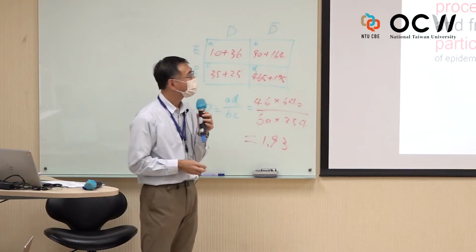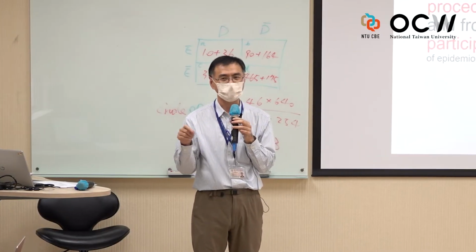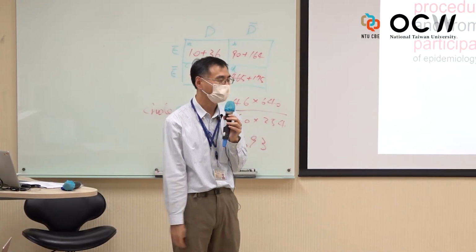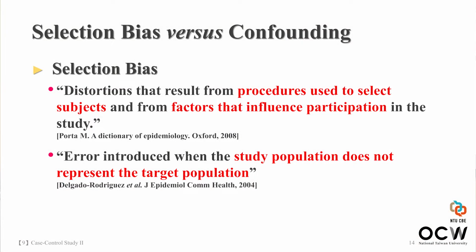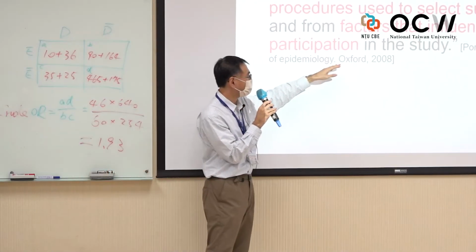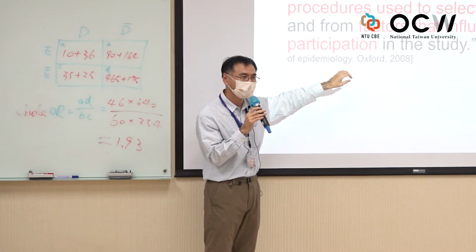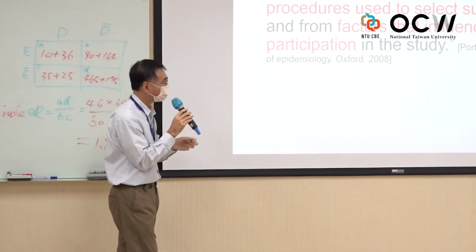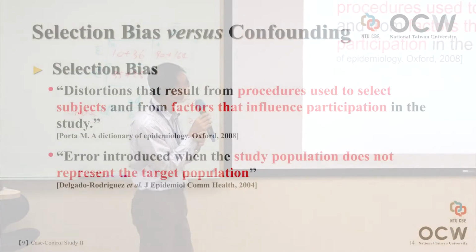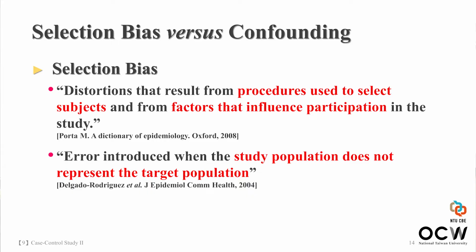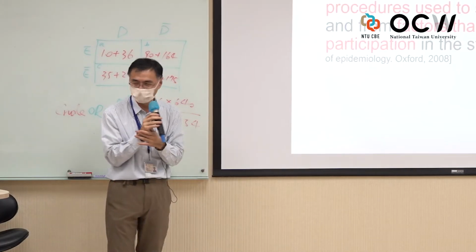But selection bias, if you just Google it, you could find more than 1 million definitions. And here's a typical one. But this is not a casual one. This is cited from a booklet called A Dictionary of Epidemiology, published by Oxford Press. This is not a regular publishing company, right? They do it in a very careful way. And here's the definition: distortion that results from procedures used to select subjects and from factors that influence participation in the study. A little bit vague. It does not make much sense to me.